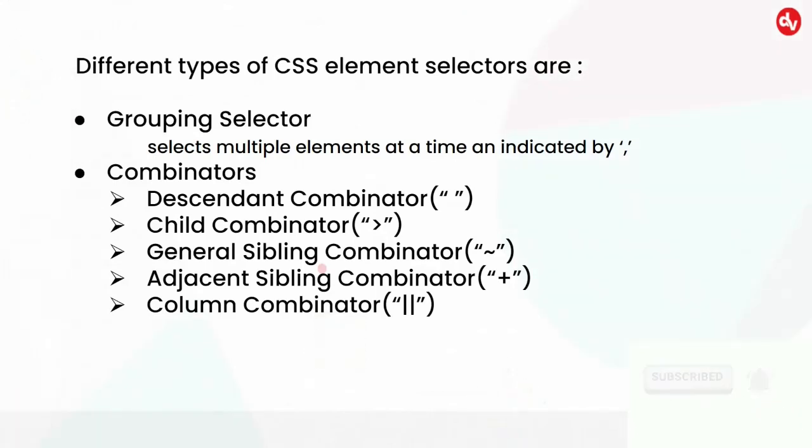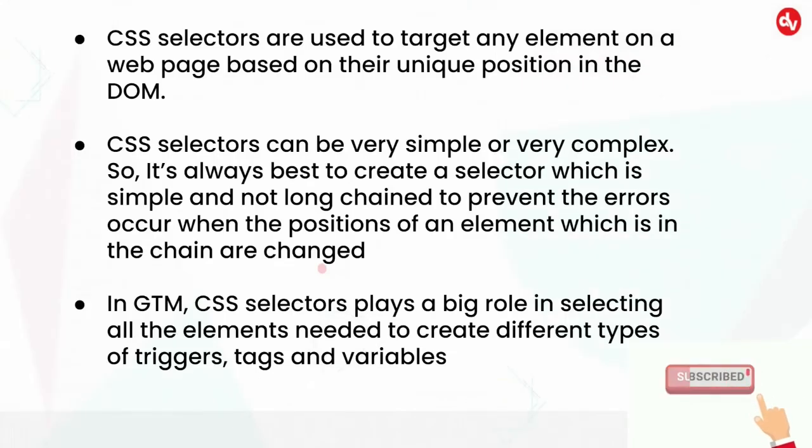So these are all the different CSS element selectors that are present, and this is how CSS selectors play a very crucial role in tag management. And to conclude this video, we'll just see: CSS selectors are used to target any element in a web page based on their position. It can be unique, or you can match different elements at the same time based on their patterns, or you can group different elements even though they don't have any similarities.